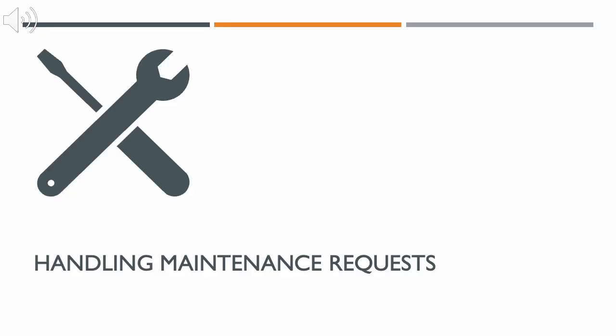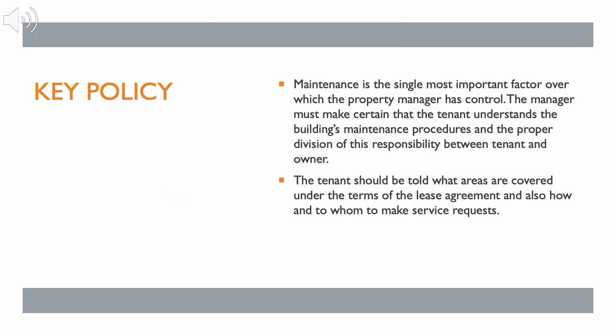Handling maintenance requests. Key policy. Maintenance is the single most important factor over which the property manager has control. The manager must make certain that the tenant understands the building's maintenance procedures and the proper division of this responsibility between tenant and owner. The tenant should be told what areas are covered under the terms of the lease agreement and also how and to whom to make service requests.